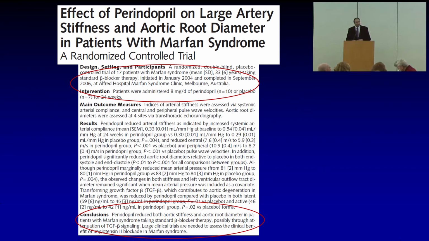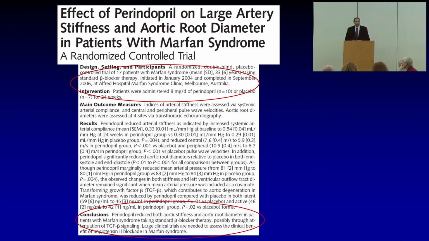So this is one trial looking at what we call an ACE inhibitor, perindopril. People have heard about lisinopril, enalapril, and all of those things. So they're all considered ACE inhibitors. And those are some of the medications that have been tried in Marfan syndrome patients before the Losartan one. This is a small trial published in Australia where they looked at 17 patients with Marfan syndrome. And they found that it is pretty effective in preventing the aortic root from growing further.